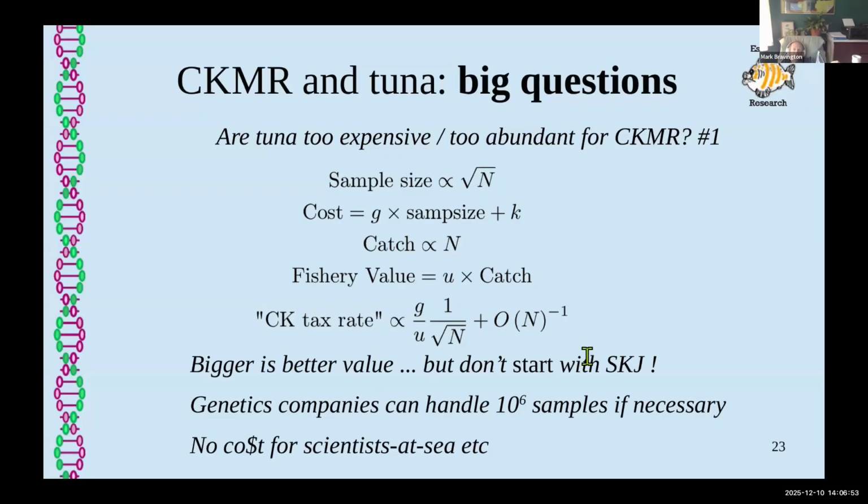Nevertheless, I wouldn't start with skipjack. It's just too daunting. Start with something where you only need 150,000 samples like yellowfin. Doing the genetics isn't really a problem. Big genetics companies can handle 1 million samples if necessary. Eric Anderson has been involved with programs in the US that have handled several 100,000, what are they, salmonids. And as to cost, you don't have to put any scientists at sea. So that's good stuff.